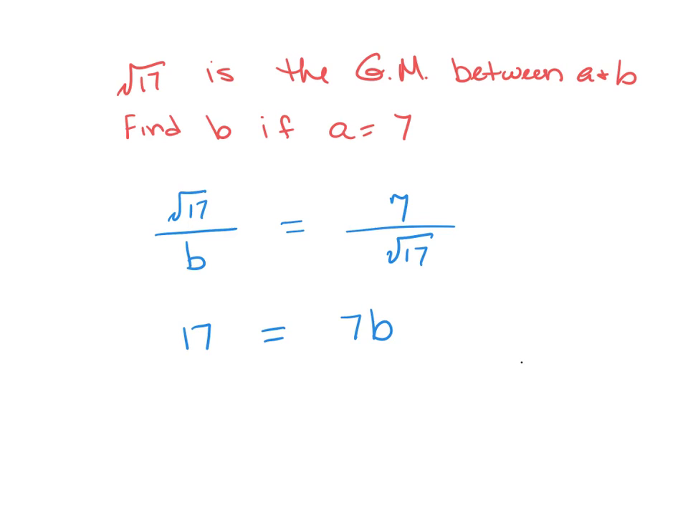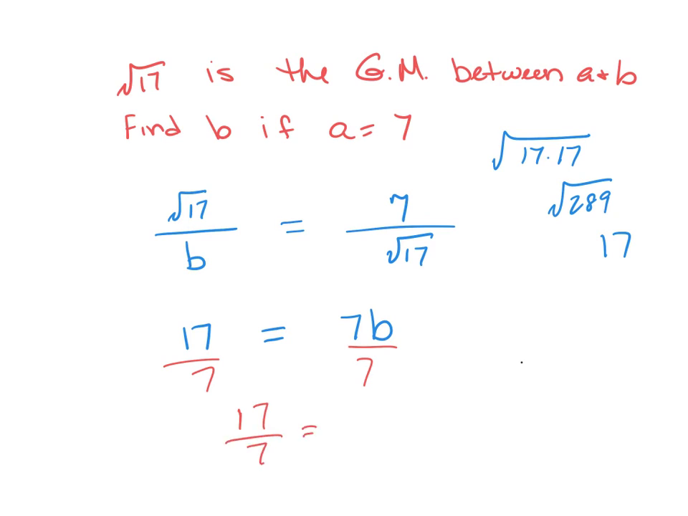17. Very good. The other way to look at it is that when I multiply the square root of 17 times the square root of 17, it's the square root of 289, which is 17. Got it? Plain 17. Okay, so how do I leave the B alone here? Divide by 7. And we get 17 over 7 equals B.